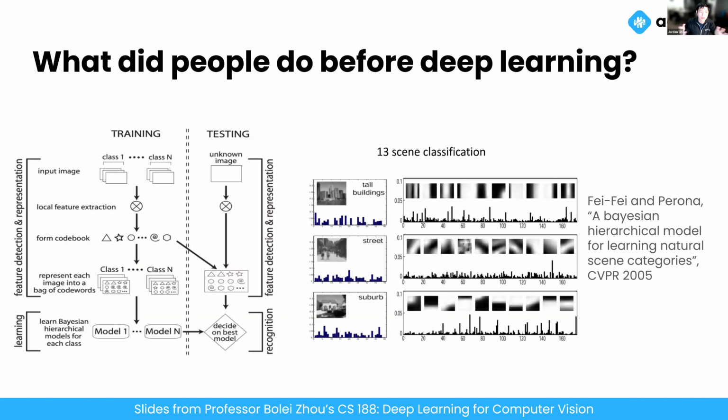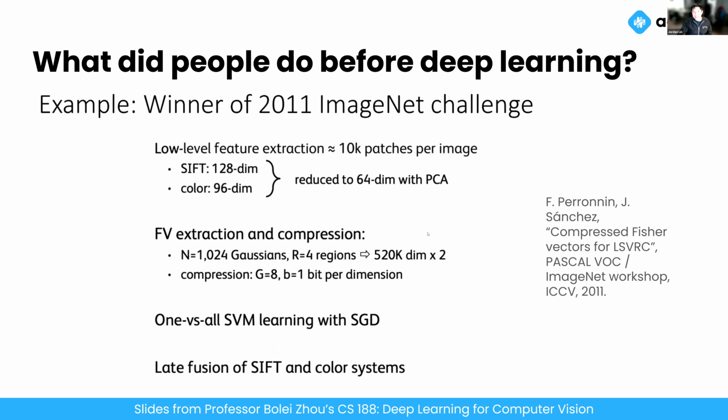And here's a pipeline for that, where you have an input image and you do this sort of feature extraction. For something like a building, street, or suburb, they have different distributions of what these patches would be, right? And this is actually what the winner of the 2011 ImageNet Challenge did. They did this feature extraction, some compression, and then this SVM learning, which is just a fancy logistic regression. It's a fancy one-layer neural network that does some other things with the loss, but it's basically that.